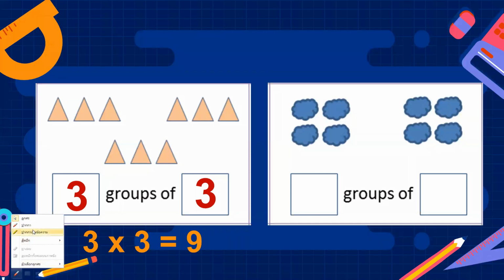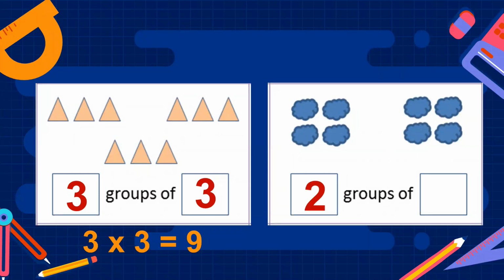How about this one? How many clouds, right? Okay, how many groups? Can you see on your screen? 2 groups of, now how many clouds in each group? So you can count with me. 1, 2, 3, 4. And this group, 1, 2, 3, 4. So we have 4. So 2 groups of 4. Or we can say 2 times 4 equals 8.